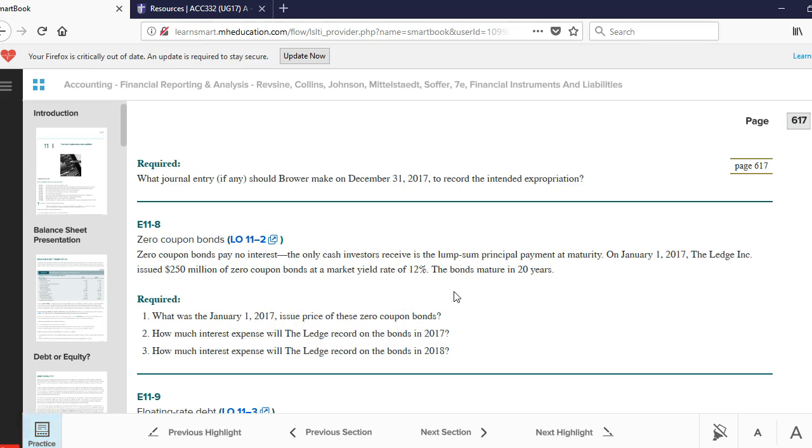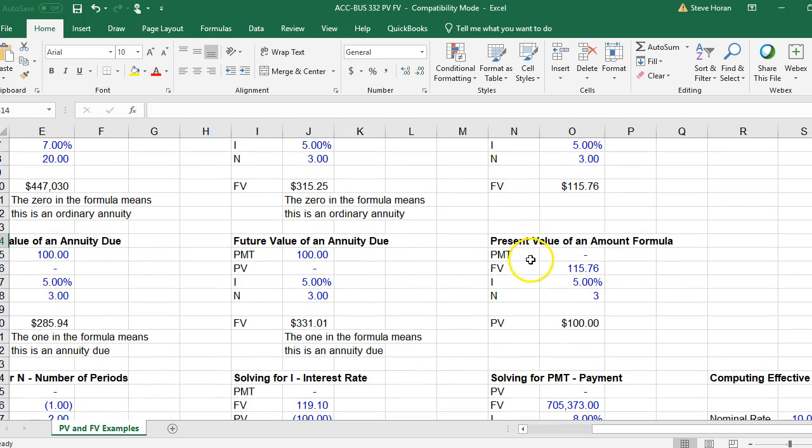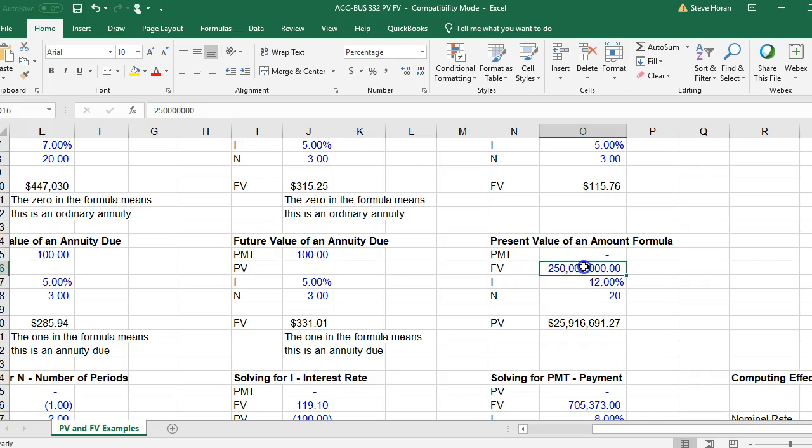With this one, we have to figure out the present value of $250 million at 12% over 20 years. So go back to the Magic Excel file, and you want to find the present value of an amount, which is this one right here. There's no payment, so that stays zero. The future value is 250 million, and this should be in millions, so I need 3 more zeros. So $250 million, 12%, 20 years.